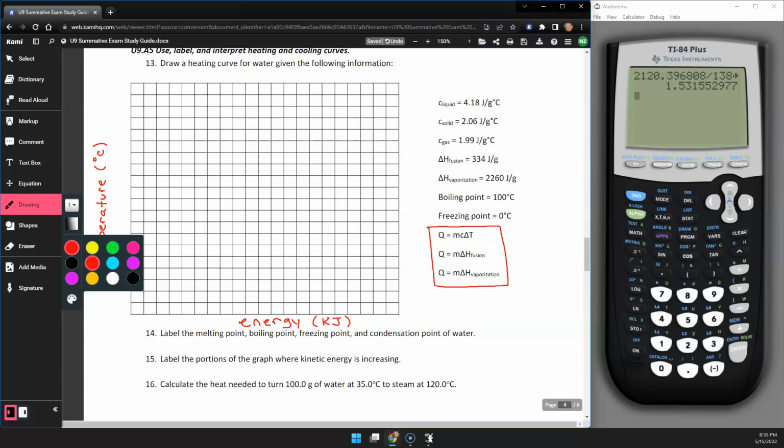Okay, now the next thing that we're going to do, it tells us it's a heating curve. So that means that our temperature is going to go from a low temperature to a high temperature. And here we want to look for our melting points, boiling points. Your freezing point is the same as your melting point. And your boiling point is the same as your condensing point.